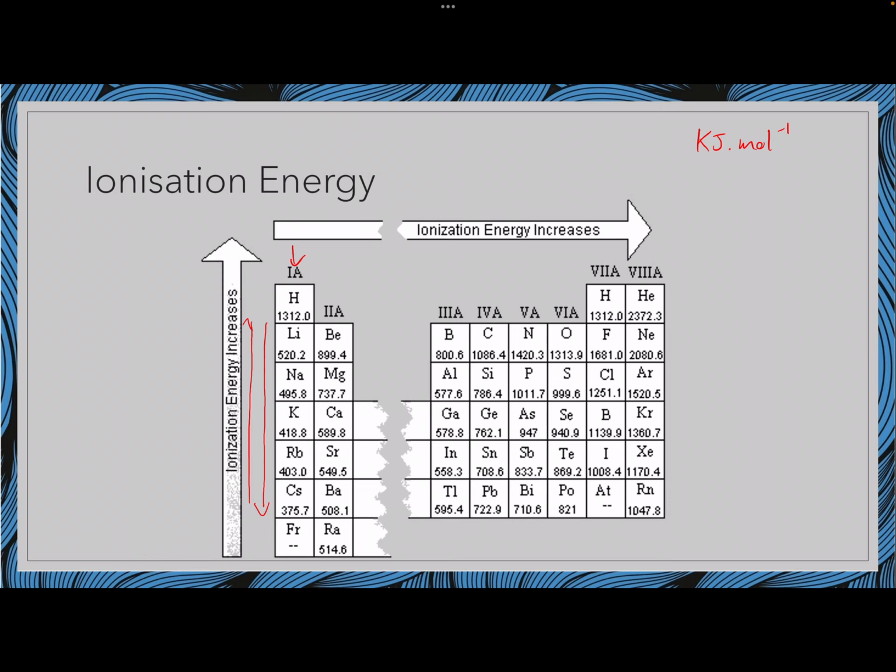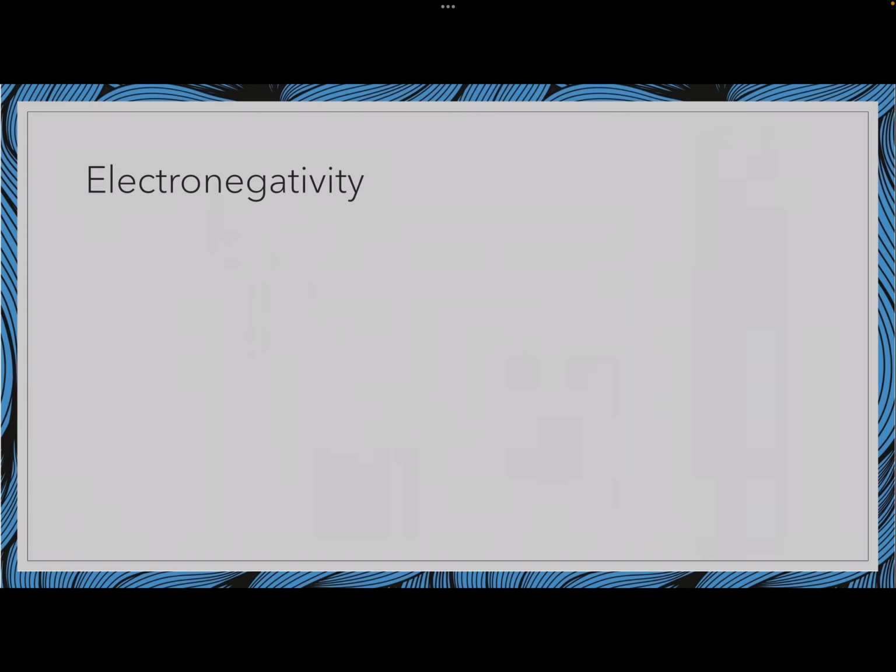As we go across the period, the ionization energy increases, so it takes a lot more energy to take an electron from things like fluorine, helium, neon, than it does from cesium. Okay, so basically ionization energy increases up a group and towards the right, so in this direction. So that's ionization energy.